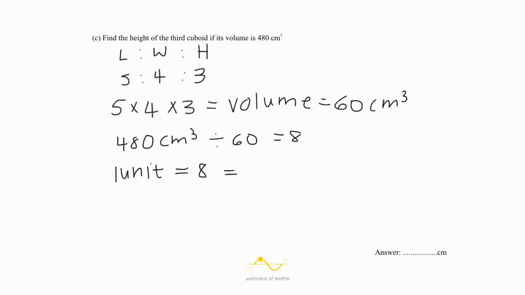The units here are centimeters cubed, as we're working with volume. However, we're trying to find the height, and the unit of that is centimeters. How do we get down from centimeters cubed to centimeters? We have to do the cube root. The cube root of 8 is 2, which means that each centimeter unit is equal to 2.